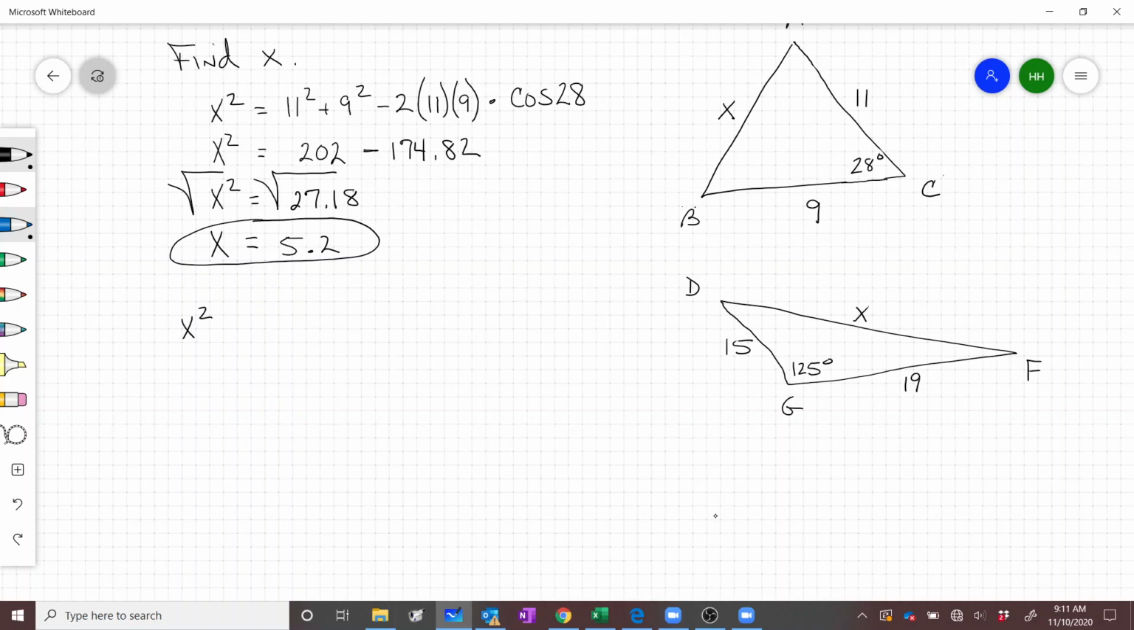So your x squared is going to be equal to 15 squared plus 19 squared minus 2 times those same two sides. So it's 2 times 15 times 19 times cosine of the only angle given. But it's also the angle opposite the side you're looking for. Okay? It's opposite the side you're looking for, so cosine 125. So same process in the calculator. Your x squared is equal to 15 squared plus 19 squared. I get 586 minus everything else you can do straight across. 2 times 15 times 19 times 125 cosine.